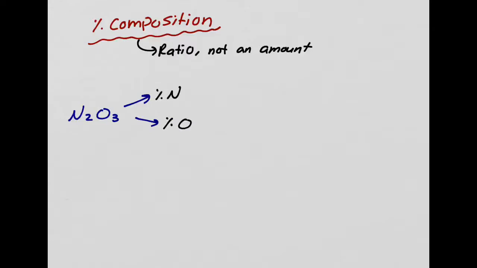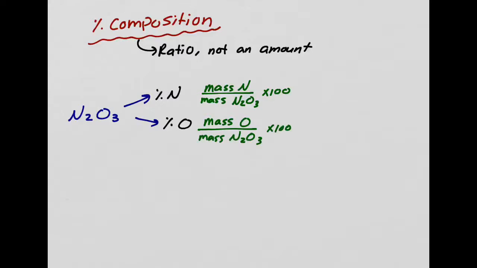Now how would I figure out the percentage of nitrogen? Basically, I would have to do the mass of nitrogen over the mass of the entire compound, which is N2O3, times 100, and that will give me percent nitrogen. The same thing with oxygen. If I wanted the percentage of oxygen in this compound, it would be the mass of oxygen over the mass of the entire thing, which is N2O3, times 100%. So percentage is a ratio, and also remember percentage usually means mass percent.